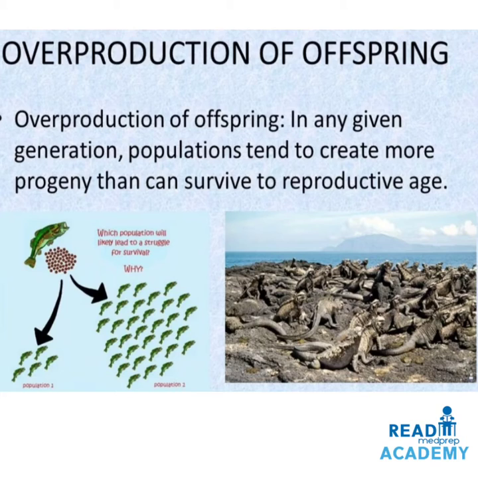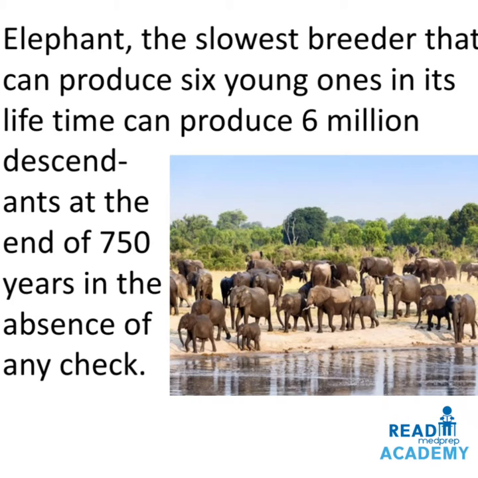Which population will likely lead to a struggle for survival cannot be predicted. It depends upon the environmental conditions and the organism. The elephant, the slowest breeder, which can produce 6 young ones in its lifetime, can produce 6 million descendants at the end of 750 years in the absence of any check.